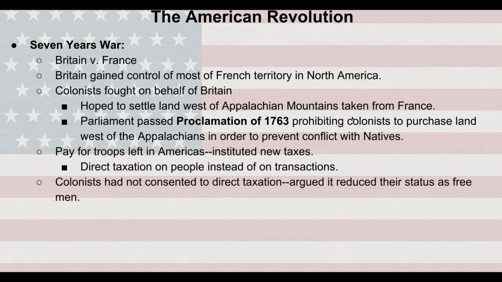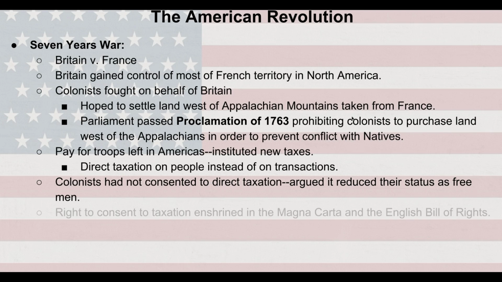Colonists had not consented to direct taxation, and so they argued that it reduced their status as free men. They felt like their freedom was being infringed upon by the Parliament because they were being taxed, and it wasn't something that they had engaged in debate about. It wasn't something that they had a choice about. They had never given their consent to Parliament to be taxed, and so they felt like their rights, their freedoms were being infringed upon by these direct taxes.